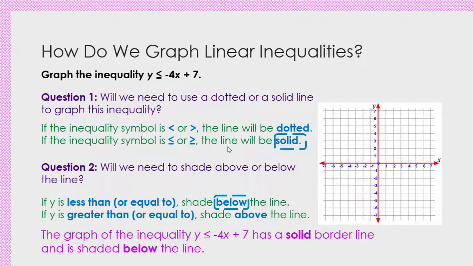So here's a quick graph. Right, we have a solid line and we shade below the line. So that is below the line. So the yellow area is the shaded region. That is where all the solutions will be located.